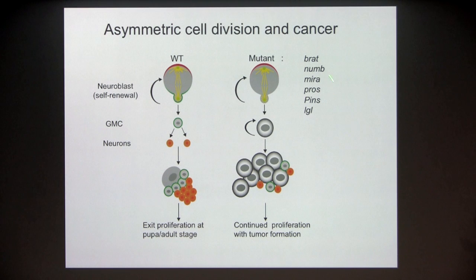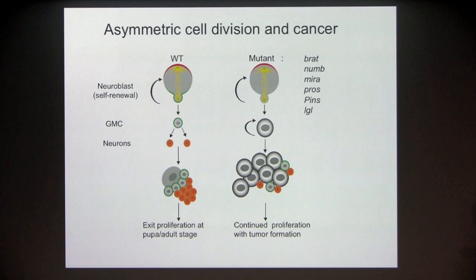But if we have some of the mutants that are known to be cell-fate determinants in this asymmetric cell division, so they are all known to have a function in asymmetric cell division of the neuroblast, what happens is that this cell will not give rise to the ganglion mother cell, will continuously divide, and then what will happen is that we have continued proliferation with tumor formation.